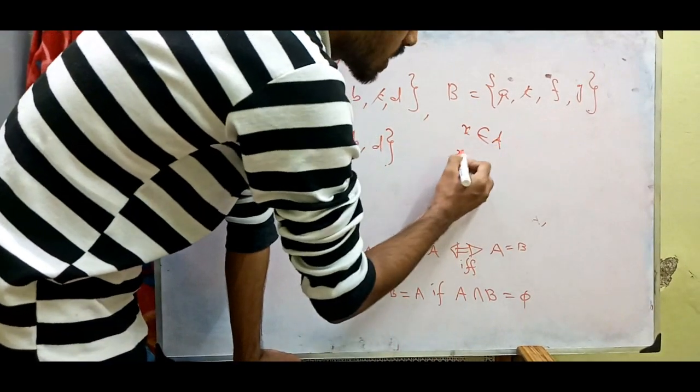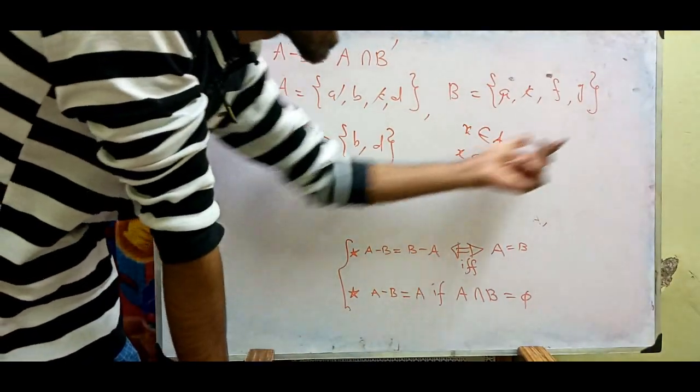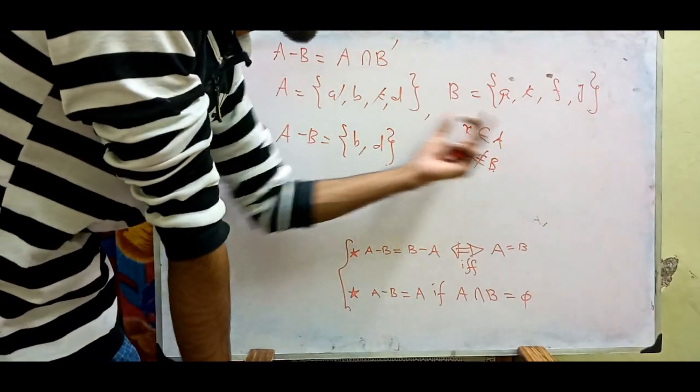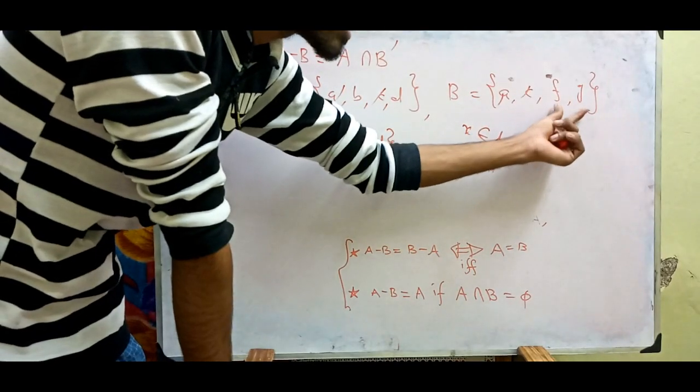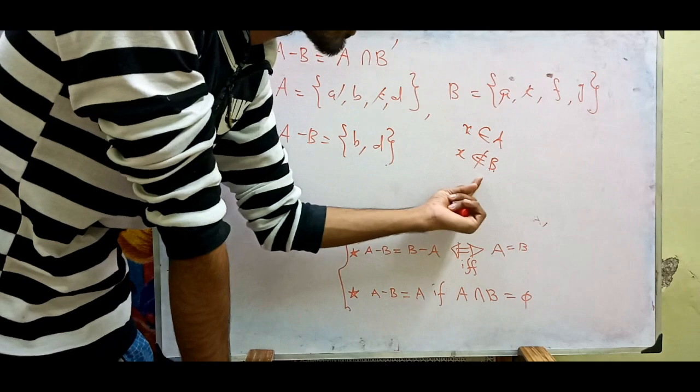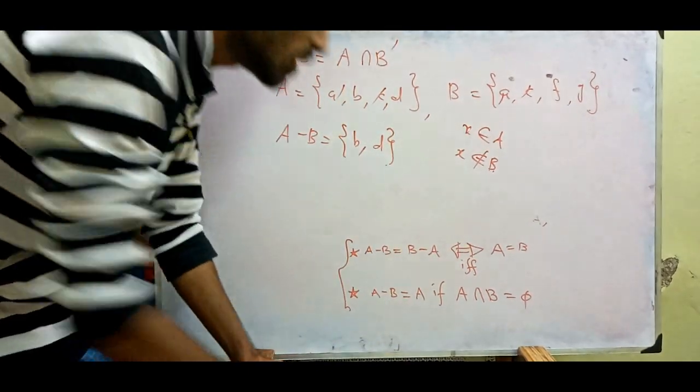Here x belongs to A and x does not belong to B, even after the cancellation. That is why I have mentioned here b comma d. No elements are taken from B, because x does not belong to B here. So f and g are eliminated so far. Okay.